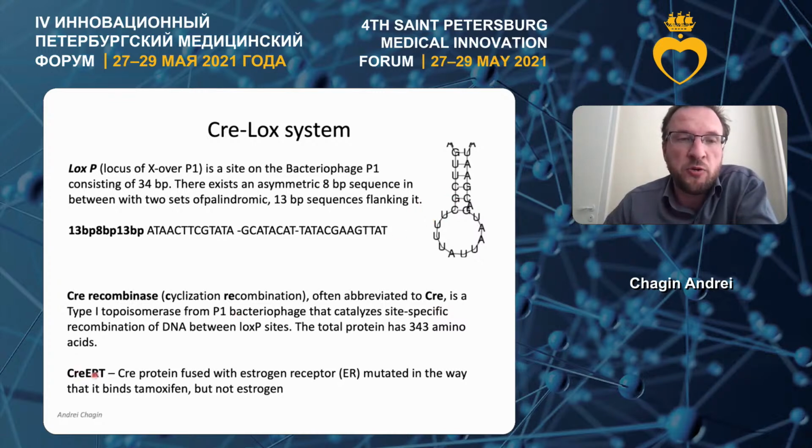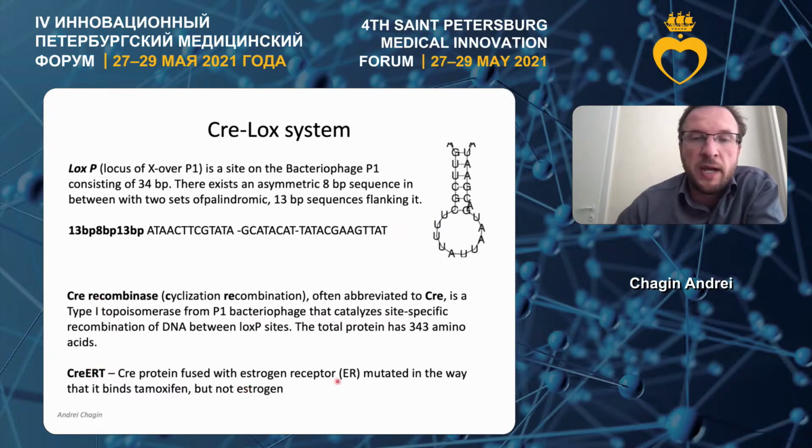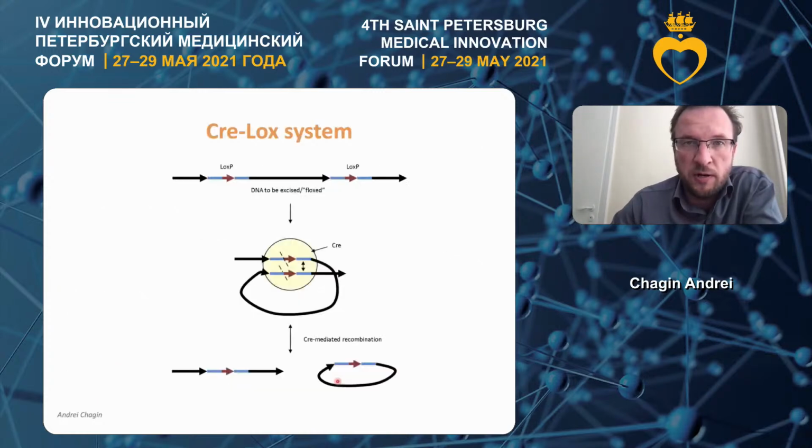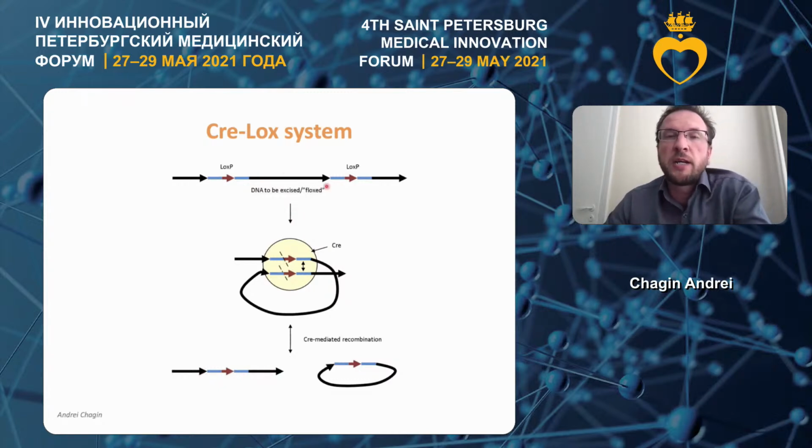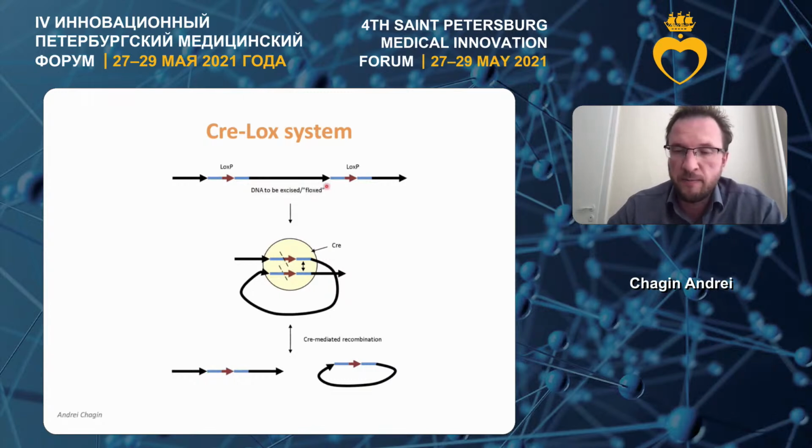I will also mention Cre-ERT. It's the same as the Cre protein, but it's fused with the estrogen receptor, and I'll talk a little bit more about that. So how does it work? If we have a LoxP site, some DNA part, and another LoxP site, Cre will recognize those two LoxP sites, bring them together, and cut everything in between. The cut fragment in mammalian cells usually disappears, and we get the DNA sequence without what had been inserted between these two LoxP sites.